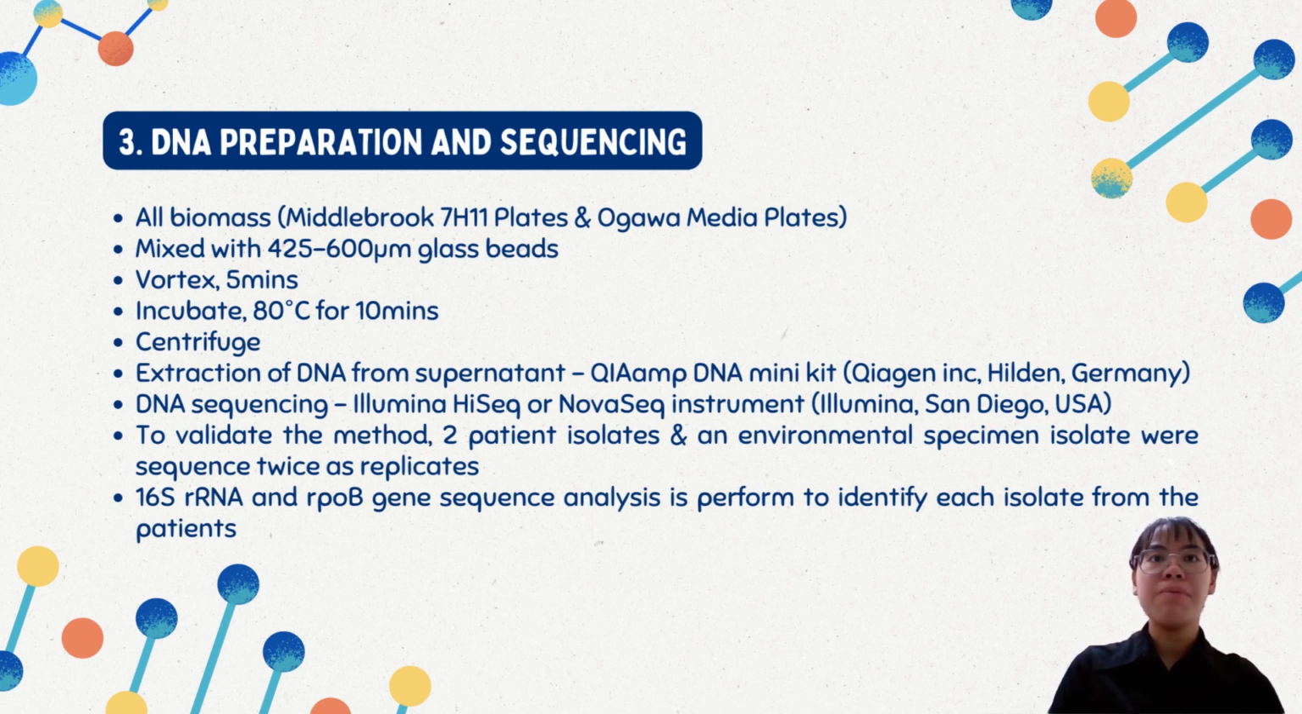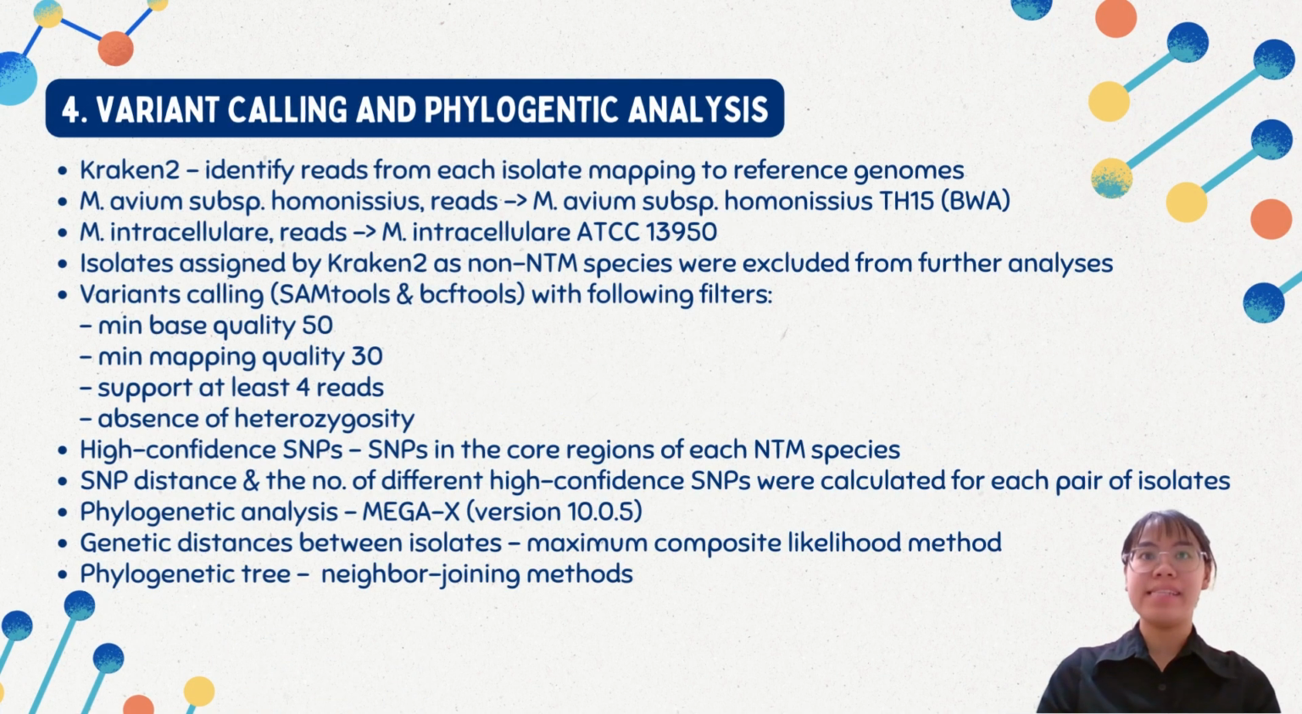16S rRNA and rpoB gene sequence analysis was performed to identify each isolate from the patients. The next step is variant calling and phylogenetic analysis. Kraken-2 is used to identify reads from each isolate mapping to reference genomes. M. avium subspecies hominissuis reads were mapped to M. avium subspecies hominissuis TH15 using BWA, while M. intracellulare reads were mapped to M. intracellulare ATCC 13950. Isolates assigned by Kraken-2 as non-NTM species were excluded from further analysis.